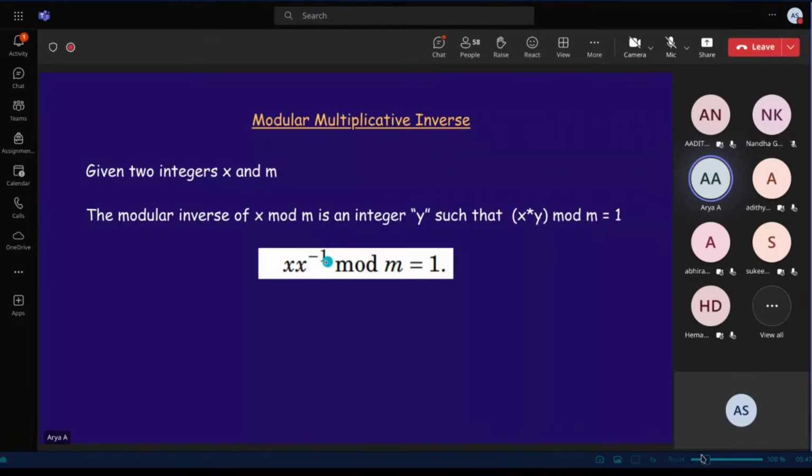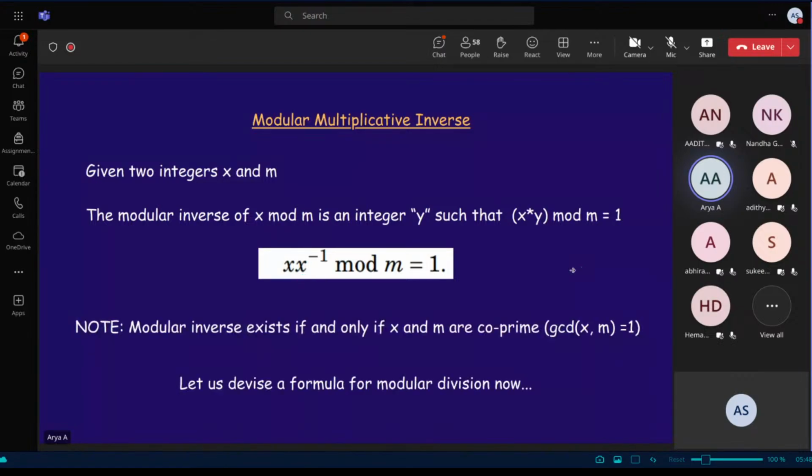Do not get confused as if this is x power -1 or some reciprocal kind of thing. No. In modular arithmetic, we deal only with integers. So this x inverse is another integer only. It's not a reciprocal of any number. So this is a very important note.